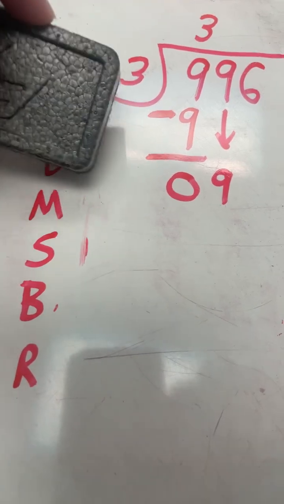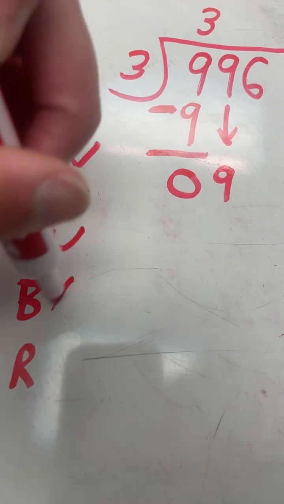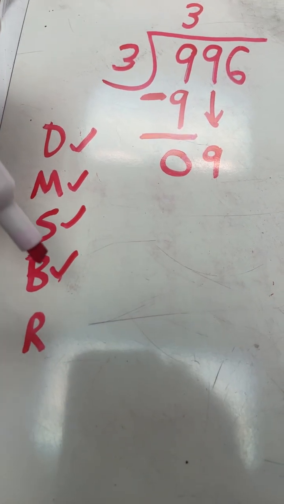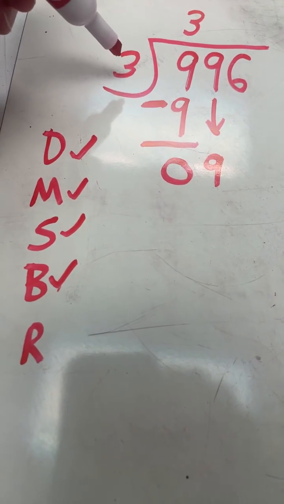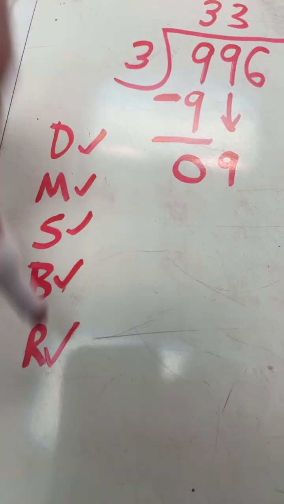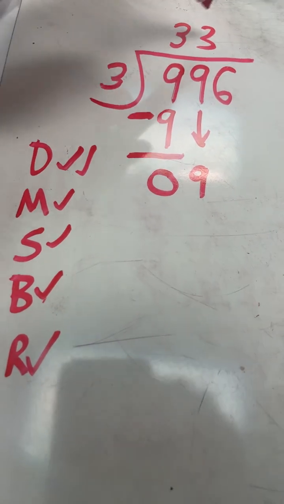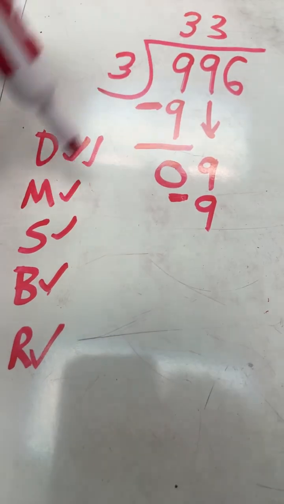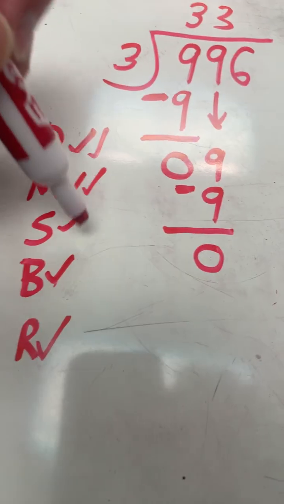I'm putting tallies, I might as well put checks. Check, check, check, check. So we just divided, multiplied, subtracted, and brought down. Now the next step is we repeat. So 9 divided by 3, again, equals 3. We just divide again. 3 times 3 equals 9. 9 minus 9 equals 0.